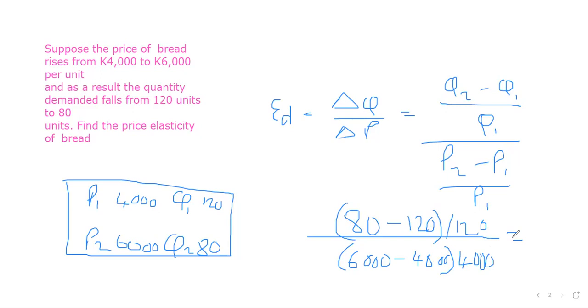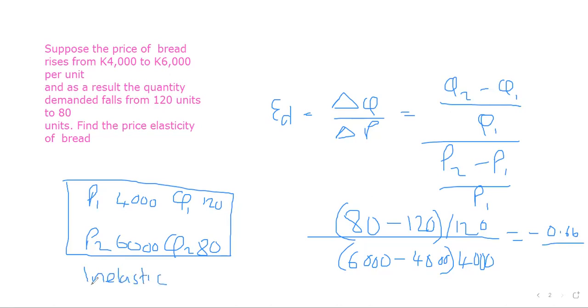Okay. What are you getting when you compute that? Unfortunately, I don't have a calculator right now. Get negative 0.66. So that's the answer. So what is your comment? Negative 0.66. Demand is what? Is it elastic or inelastic? It's inelastic.